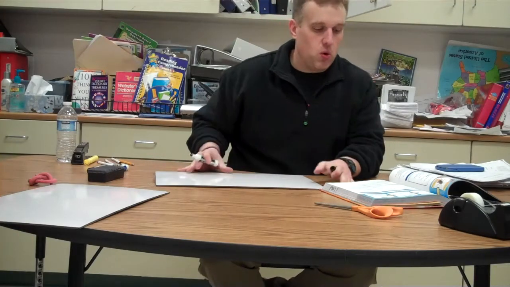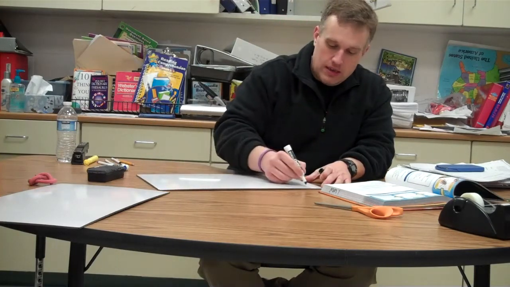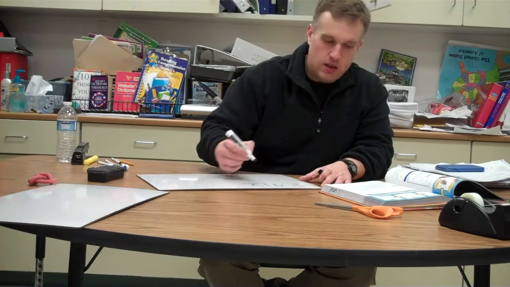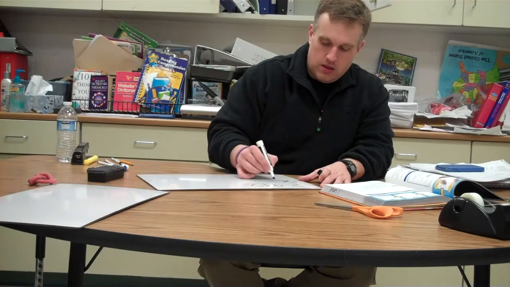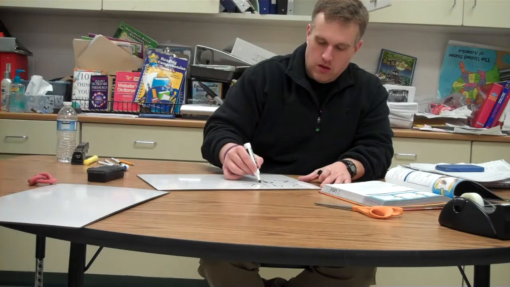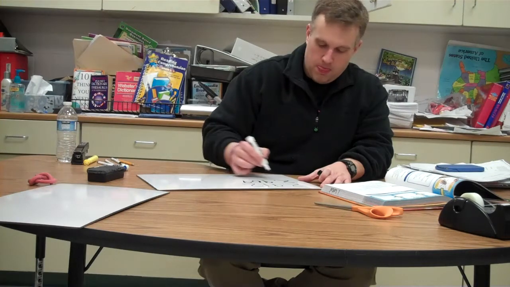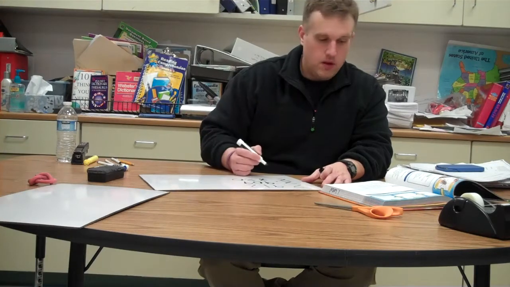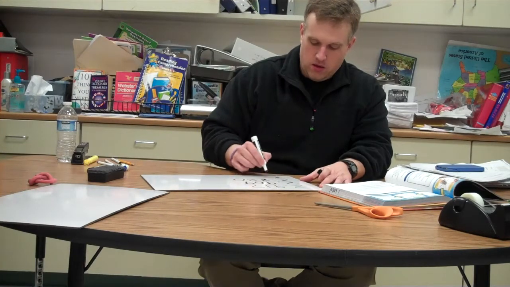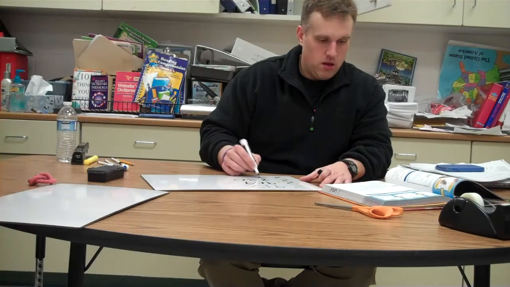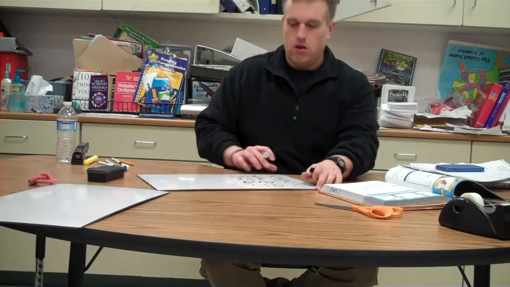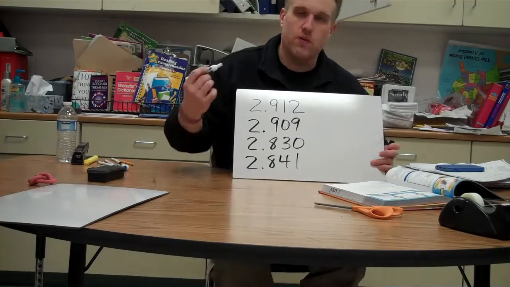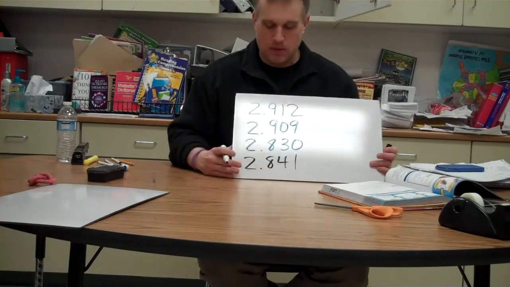Alright, number 13, you're ordering from least to greatest. And I'm just going to write these on the board here real quick, and then we will go through it. Okay. So I have these four numbers, and they want us to go from smallest to biggest, least to greatest.